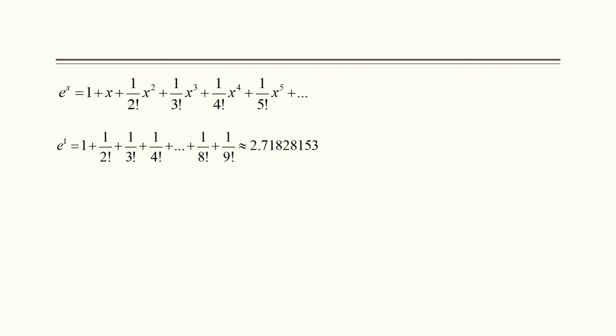By substituting x equals 1, we could then approximate the value of e to the power of 1, where we add 1 plus 1 over 2 factorial plus 1 over 3 factorial plus 1 over 4 factorial plus so on. We could continue to add the terms until we reach the desired accuracy. And for this, we get the approximation that e to the power of 1 equals 2.718.